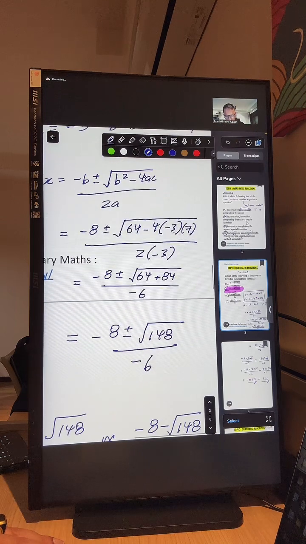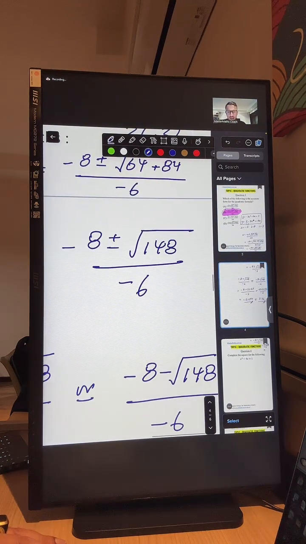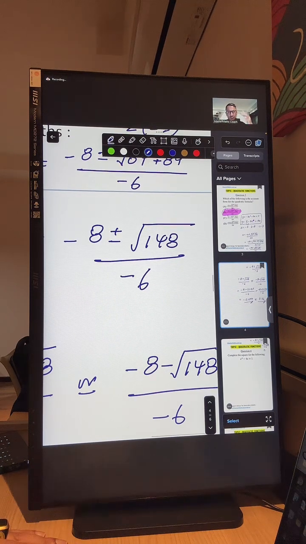So when you work it out, you will finally get this. But that's not the end of the story. This will not give you your marks. You have to move a few more steps until you get to the finishing line. So minus 8 plus minus square root 148 over negative 6. What will this give me?